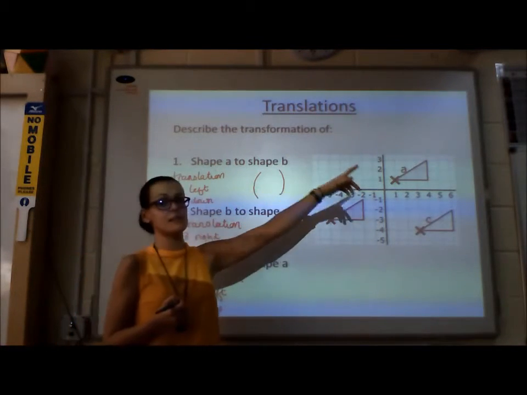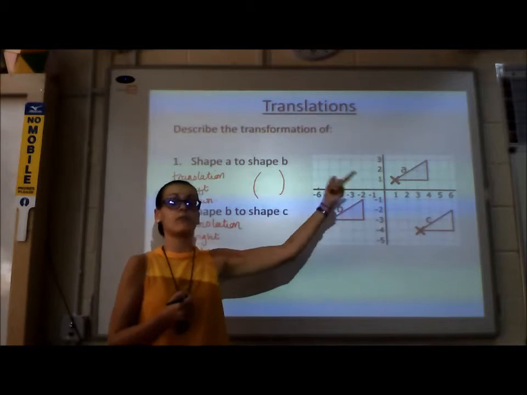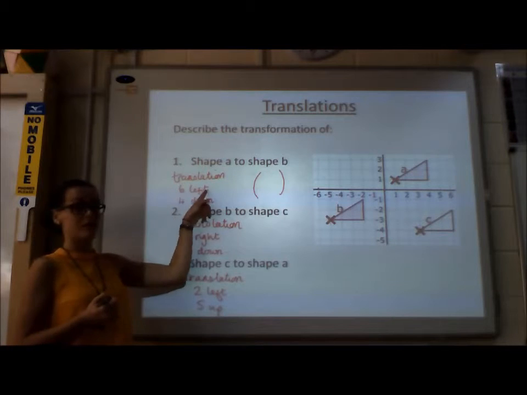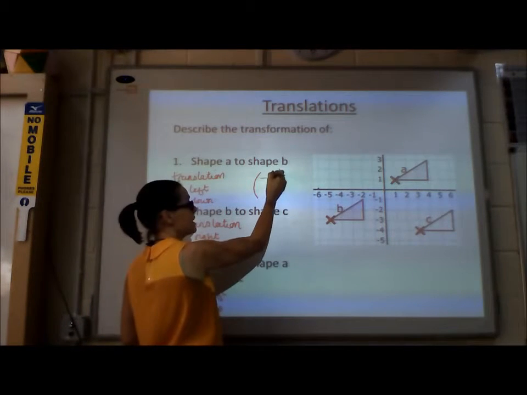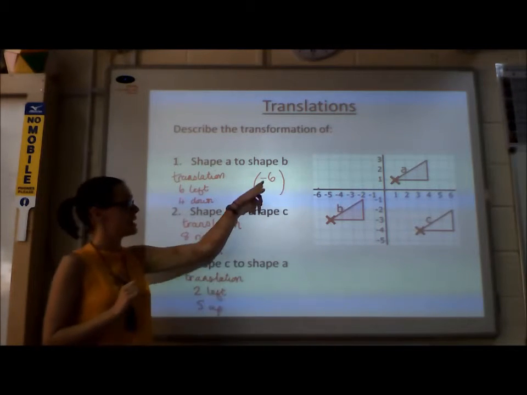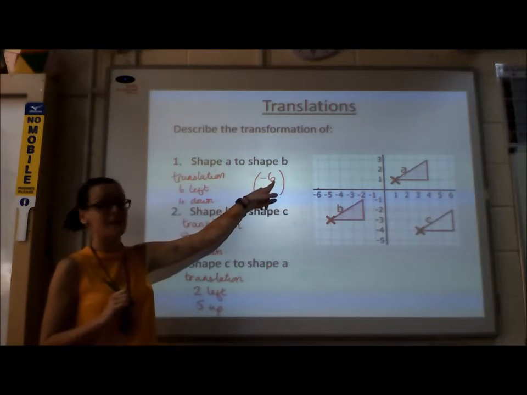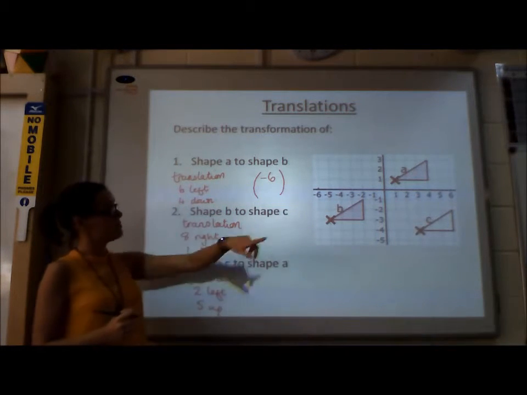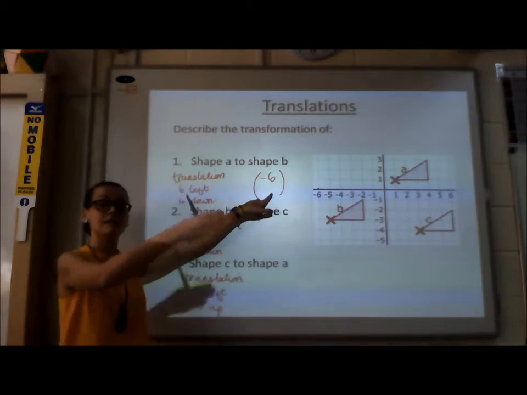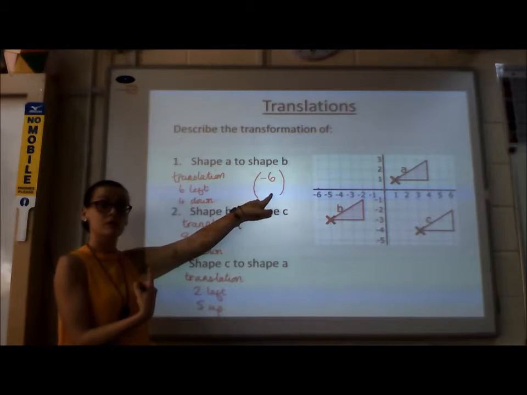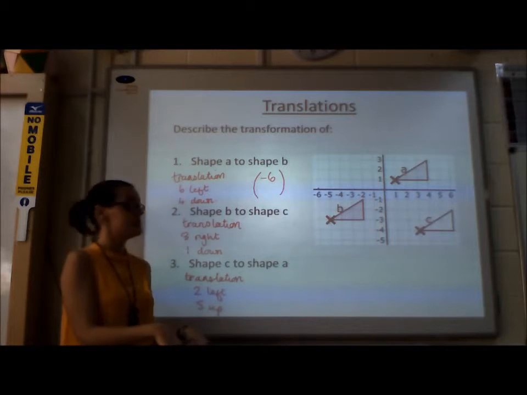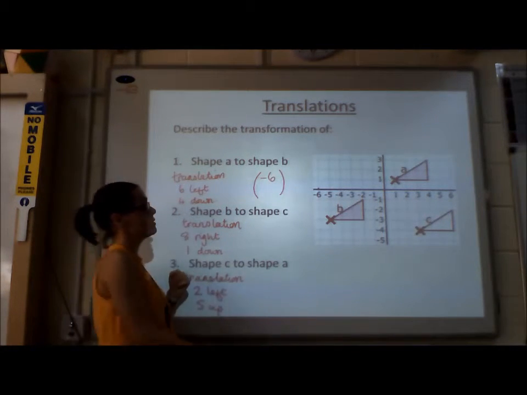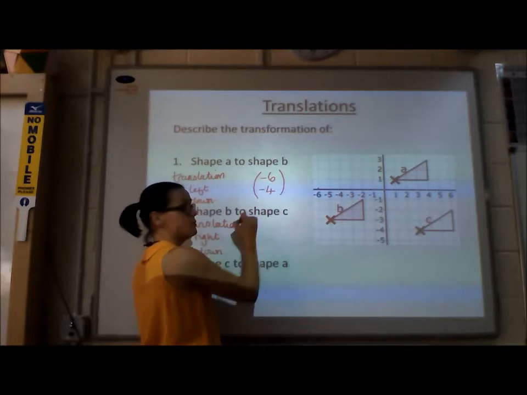If I'm going right, I put a positive number, and if I'm going left, I put a negative number. So 6 units to the left, I'd put a negative 6 on the top. Negative to tell me it's going left, and 6 to tell me how far. I do the same on the bottom. So the bottom number tells me about vertical movement, a positive number for up, and a negative number for down. I want to go 4 units down, so I'm going to put a negative 4.